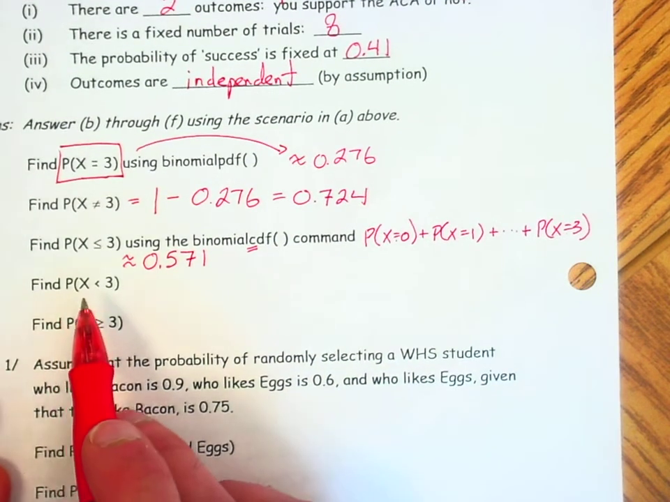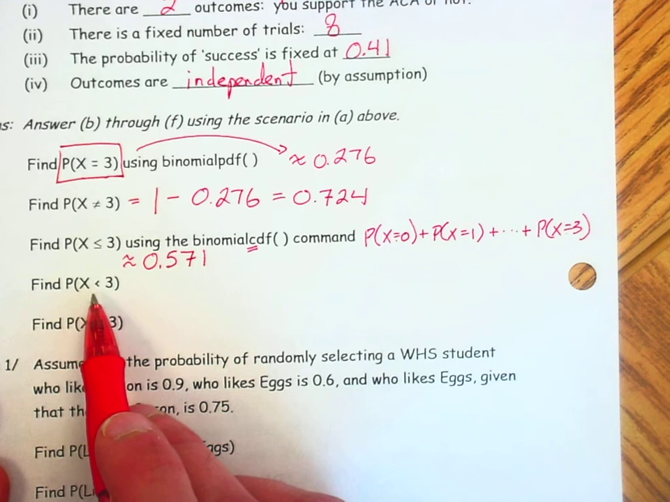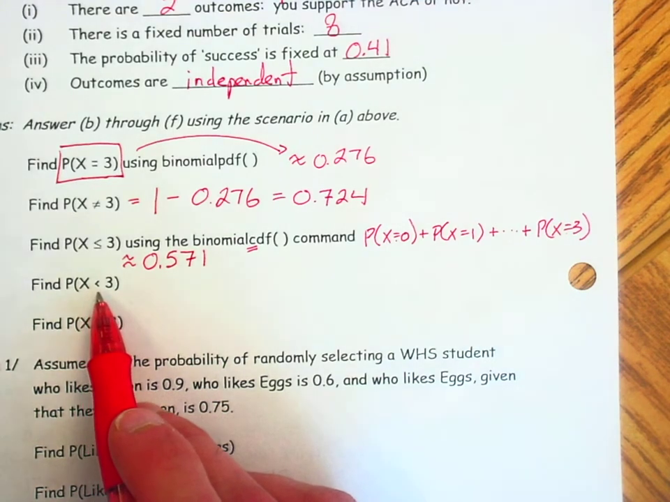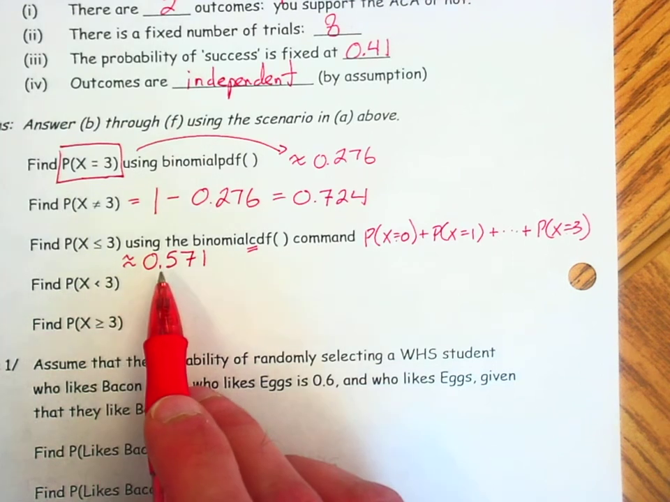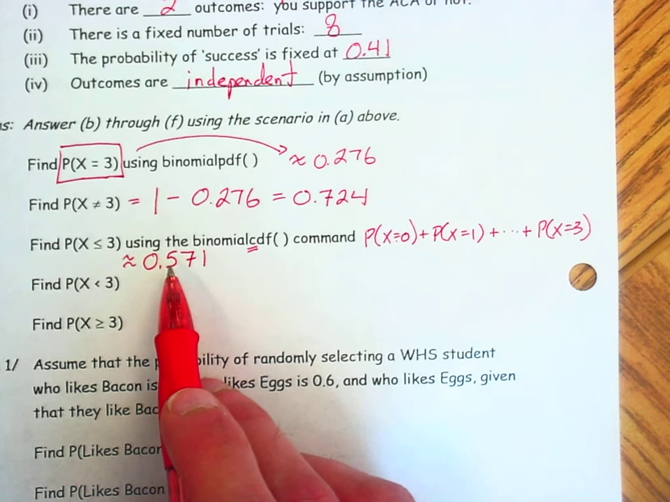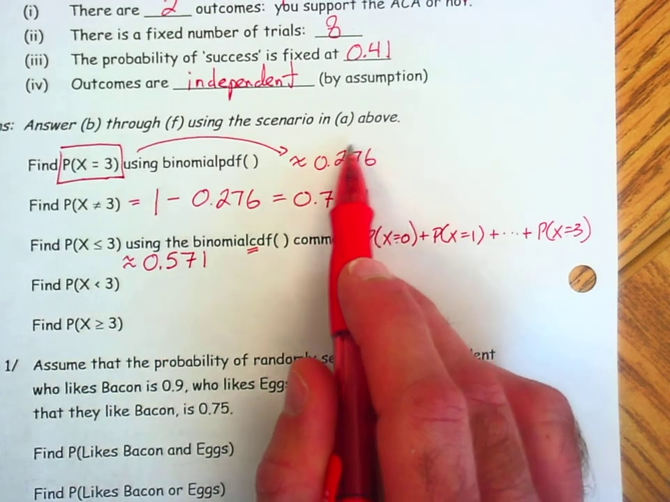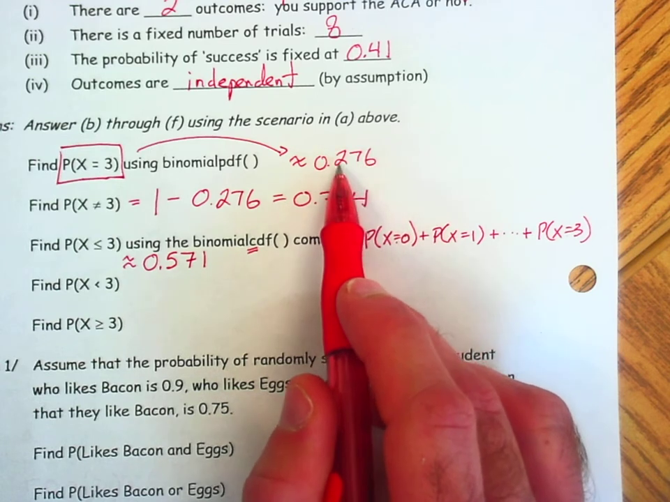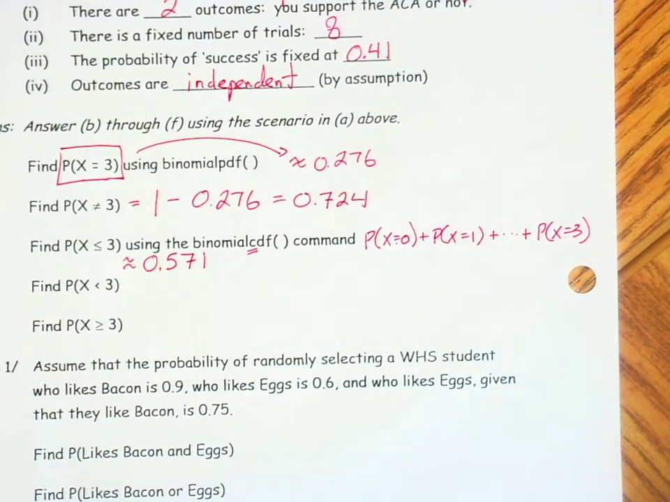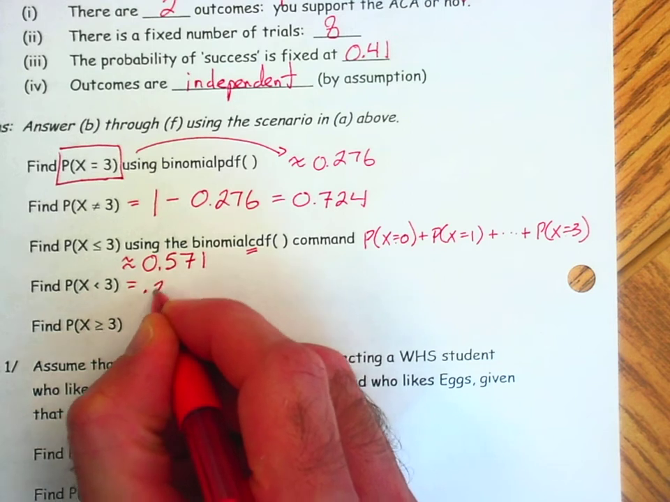So notice something special here in this question. I want to find the probability that x is less than 3. Now be careful. That means I don't want to include the outcome of 3. So this includes 0, 1, 2, and 3. I don't want to include 3, so I need to take away from it the 0.276. So one way to find this probability would be to just take the 0.571 and subtract away the 0.276 that I already found. That's 0.295.